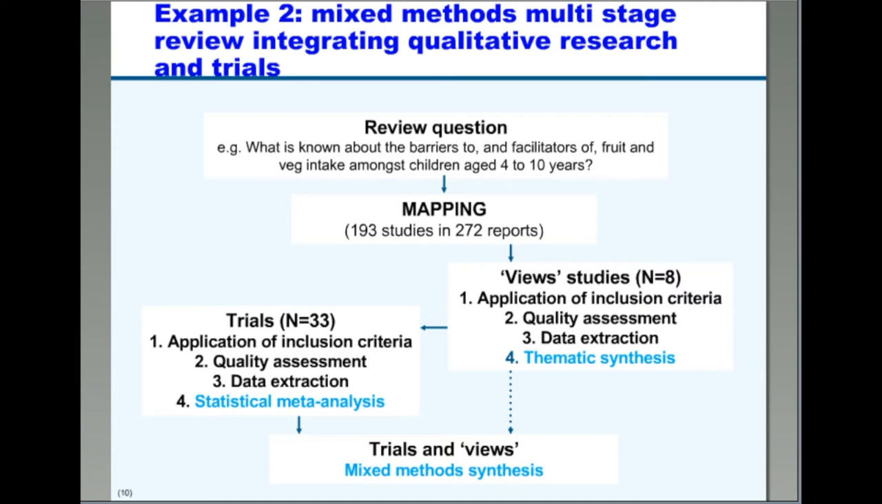Now, the sub-question about trials was asking whether public health interventions that were used to try and encourage children and young people to eat more fruit and vegetables were effective. And then that was compared with a study on young people's views and understanding about health and eating. So the trials systematic review, the what works systematic review, was predominantly one of aggregative synthesis, and the views study was mostly one of configuring synthesis, trying to look at what the children and young people understood about fruit and vegetables, and then trying to see patterns to create a thematic synthesis.